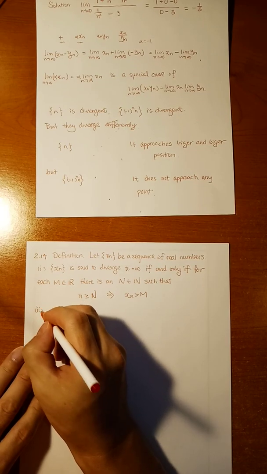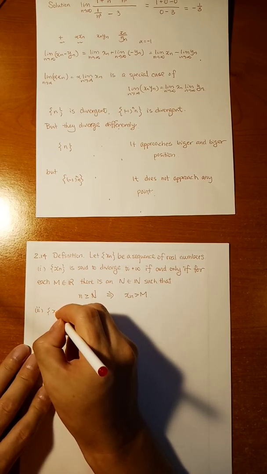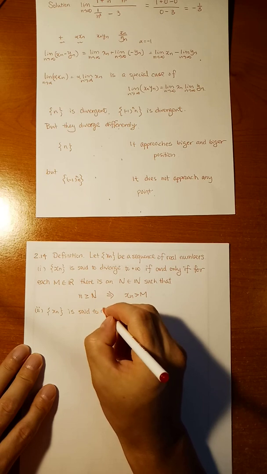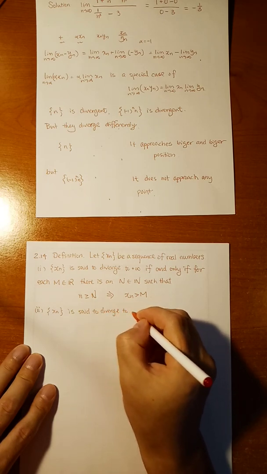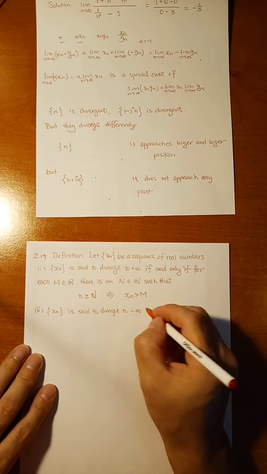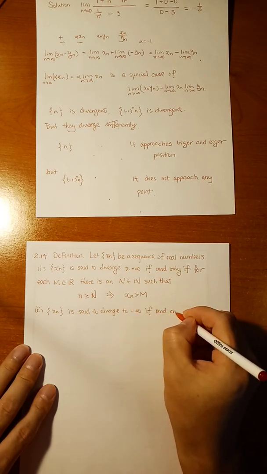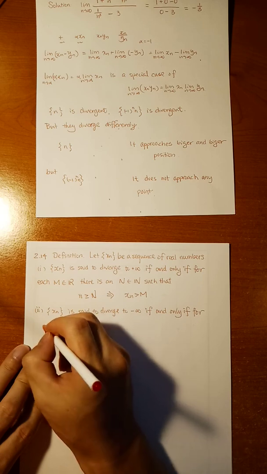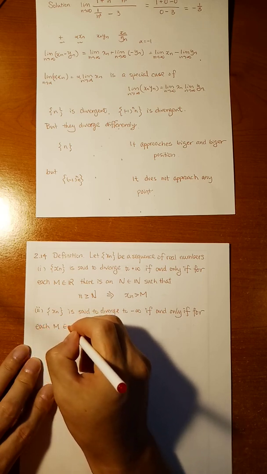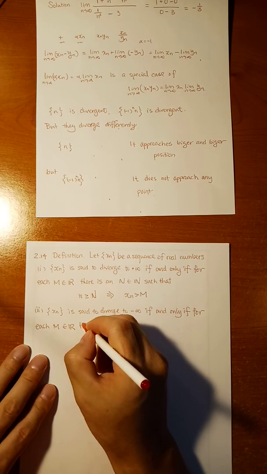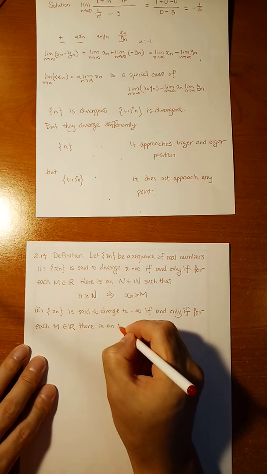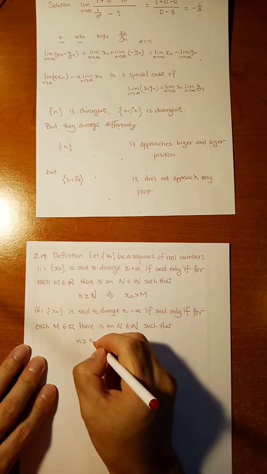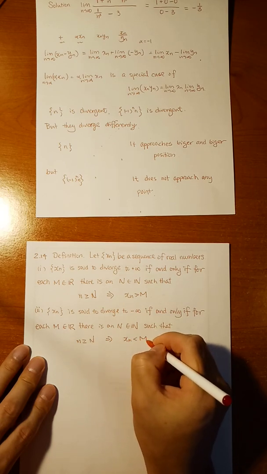So this is the first part, and the second part: xn is said to diverge to negative infinity, so you have to put a negative sign, if and only if for each m in R, there is a capital N in the natural numbers such that n greater than or equal to capital N implies xn is less than m.